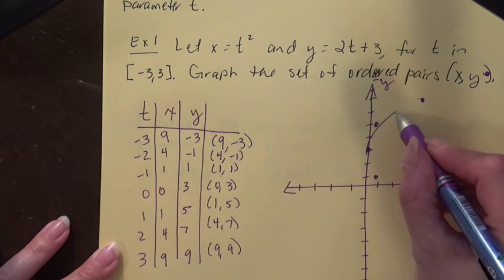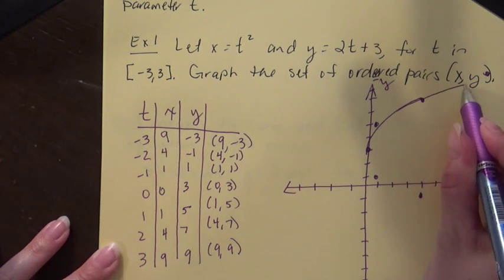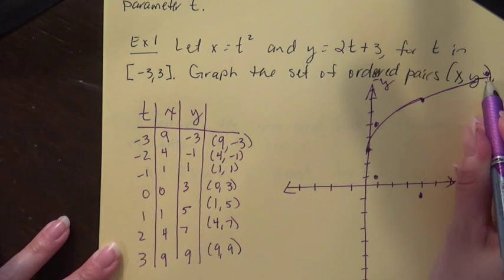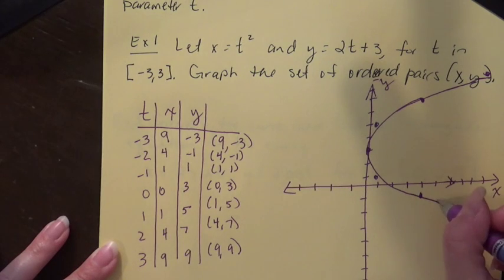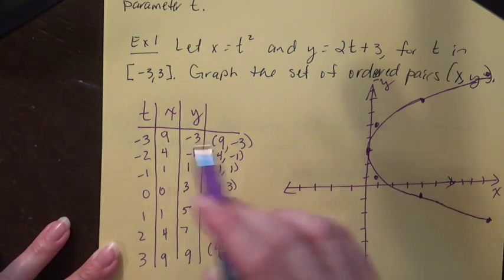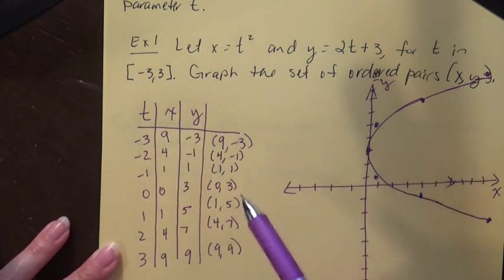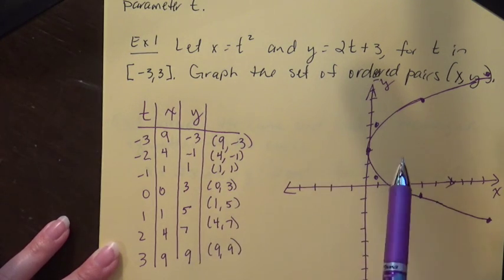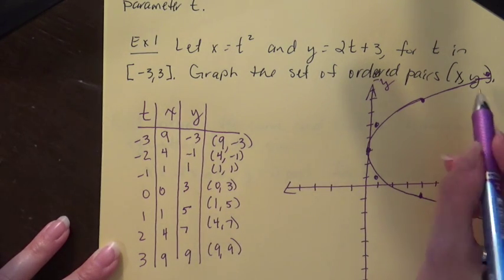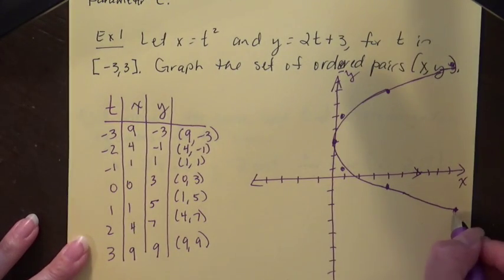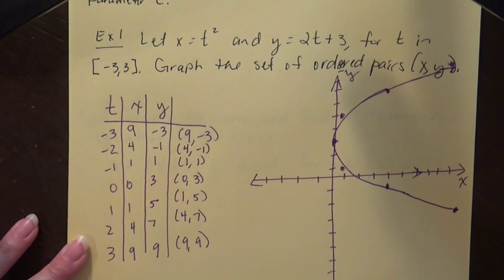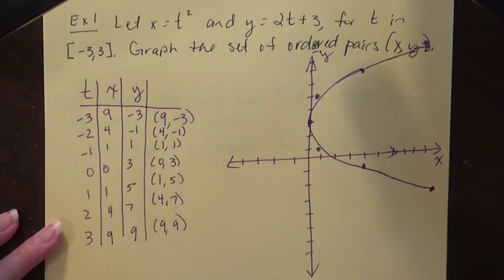So we're going to connect our dots, and it's going to go like this. Now, because this one had a specific beginning and a specific ending, these are all the values that we got. So you're not going to be putting arrows on these at the ends. They're just going to stop at those points here and here. Okay, but that's all we were asked to do, so that's what our graph looks like.